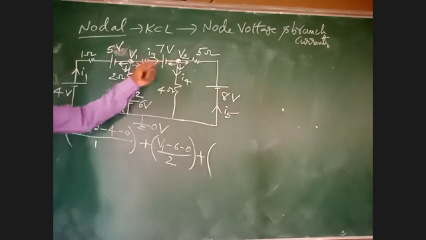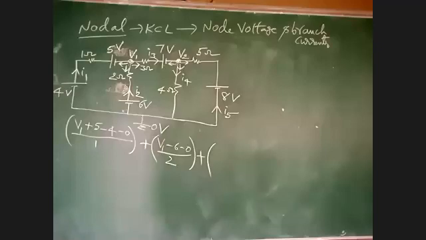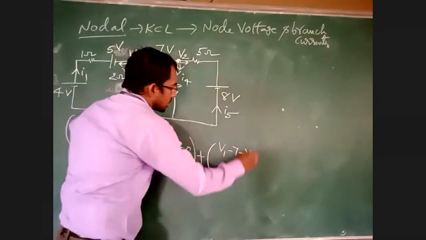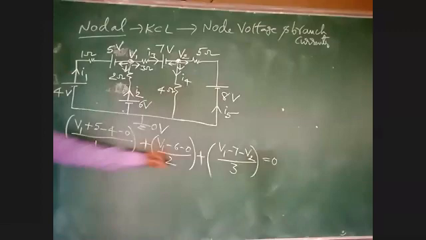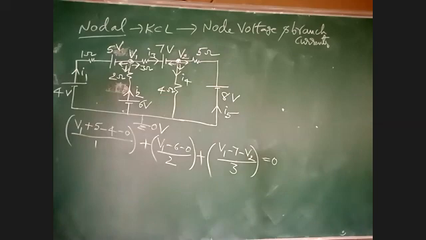Now tell me the equation. What is the value of this voltage? What will you write? V1 minus 7 minus V2 by, what is the resistance in this branch? 3. Three arrows are completed: one branch, second branch, third branch. Three branches are completed.